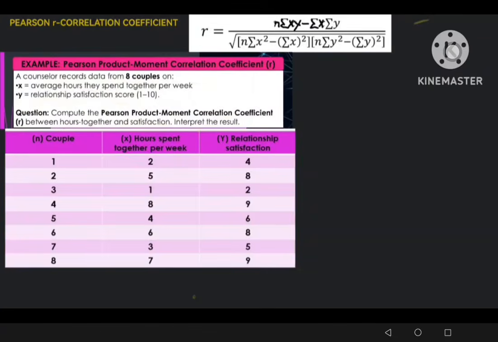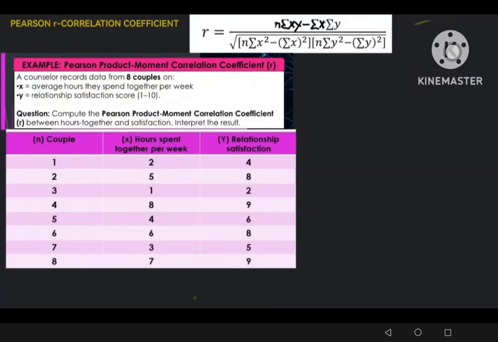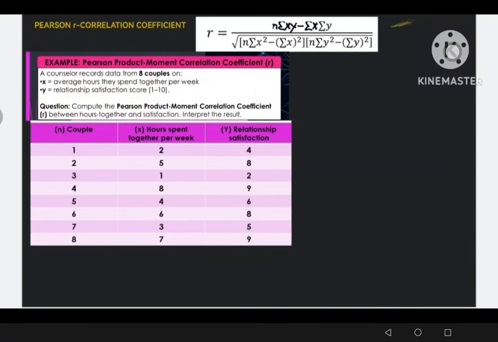And we also have here relationship satisfaction, which represents our Y variable. So they rated their satisfaction as a couple: 4 over 10 for couple 1, 8 over 10 for couple 2, couple 3 is 2, 9, 6, 8, 5, and 9. So those are the given values for our X variable and our Y variable. So let's compute our Pearson product moment correlation coefficient R using our formula.